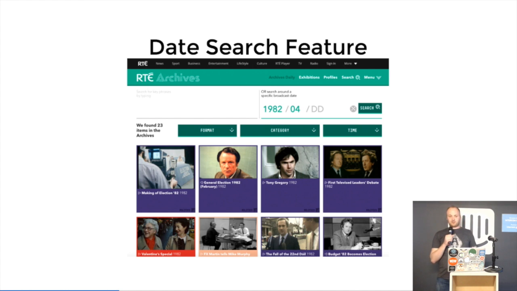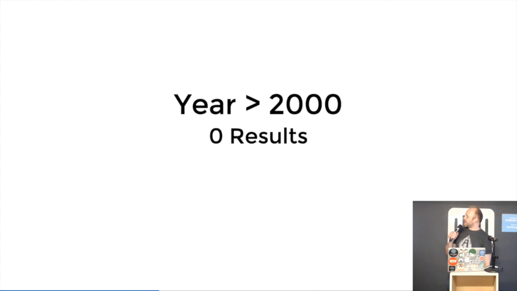Now there's two features of the search. There's a standard keyword search, and then we have a date search. In this particular case, we are retrieving articles from in and around April 1982. So anyway, I built this, deployed it, all seemed to be going swimmingly, and then somebody came up to me and said, we're not getting any results for any year past the year 2000.